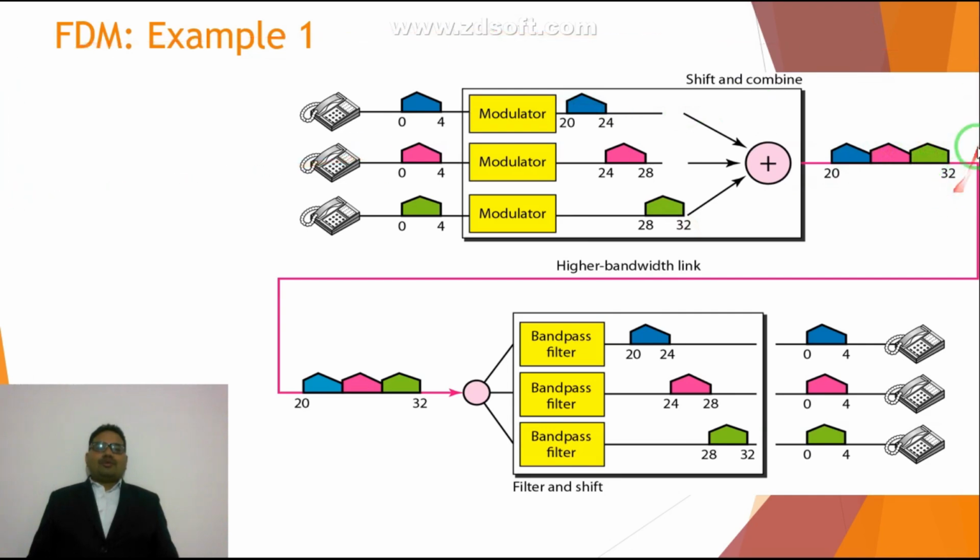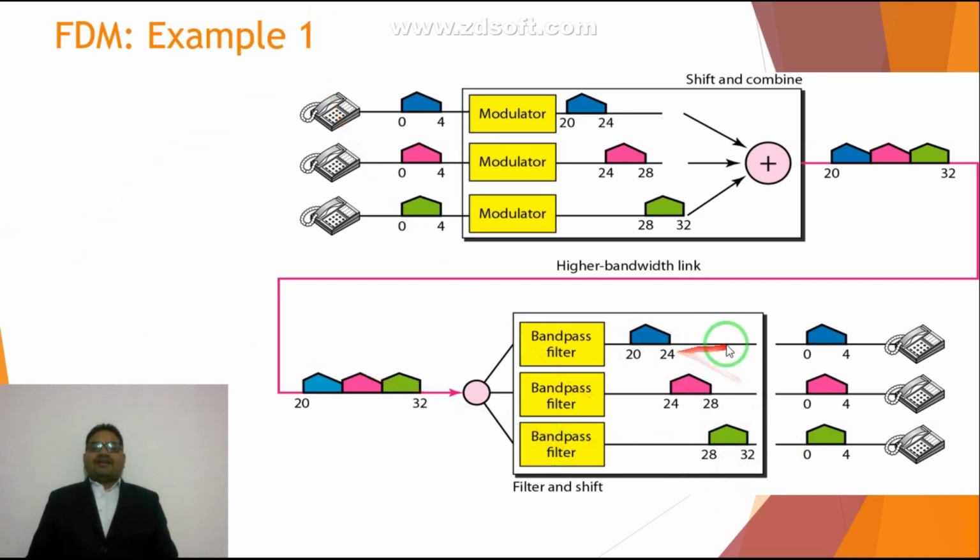It is sent via a higher bandwidth link and received at the receiver. Here is your demultiplexer, where the composite signal is split into three different modulated waves. For that we use three bandpass filters. The first bandpass filter passes the 20 to 24 kilohertz band, whereas it blocks 24 to 32 kilohertz. Similarly, bandpass filter 2 passes only the range 24 to 28 kilohertz, rejecting the others, shown in blue and green color. Similarly for the third bandpass filter.